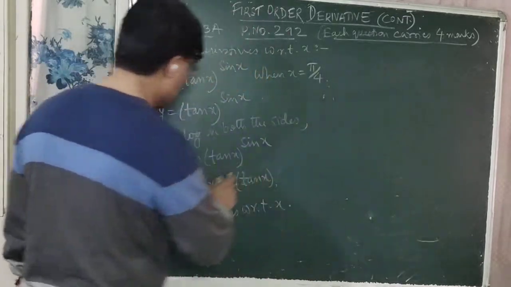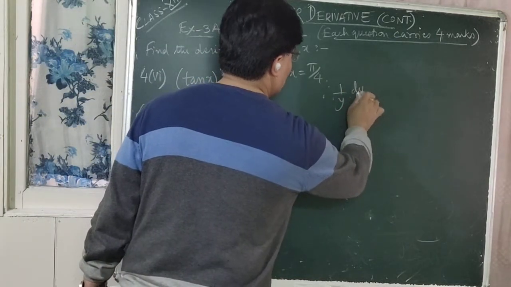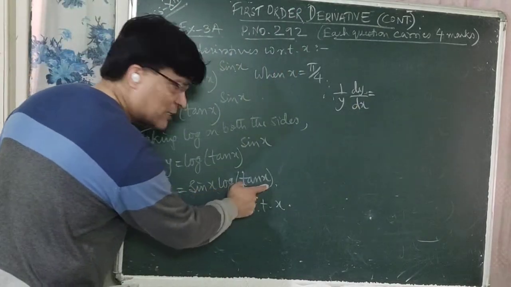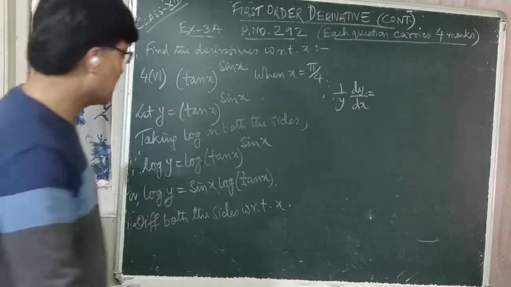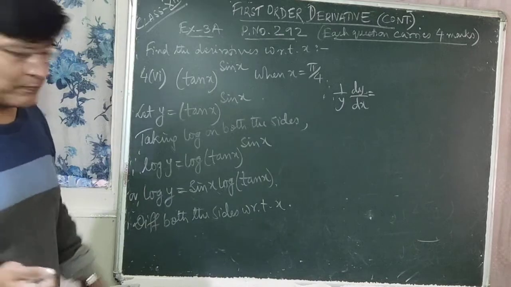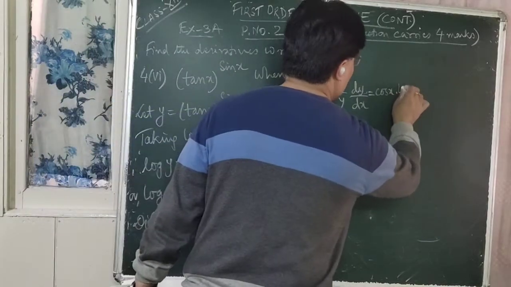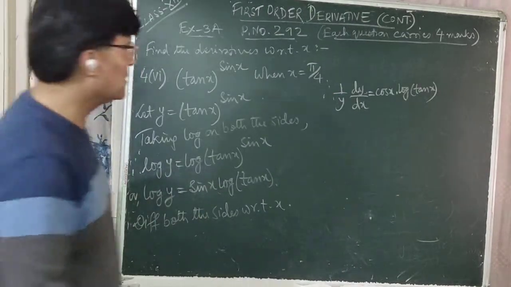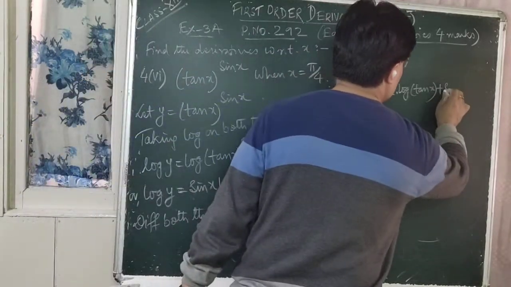So now let us differentiate it. What is the differentiation of log y with respect to x? You know that it is 1 upon y into dy by dx is equal to, now sin x into log of tan x is there. You have to use uv rule. Sin x is u, log of tan x is v. Let us differentiate sin x keeping log of tan x same. What is the differentiation of sin x? Cos x into log of tan x remains same.